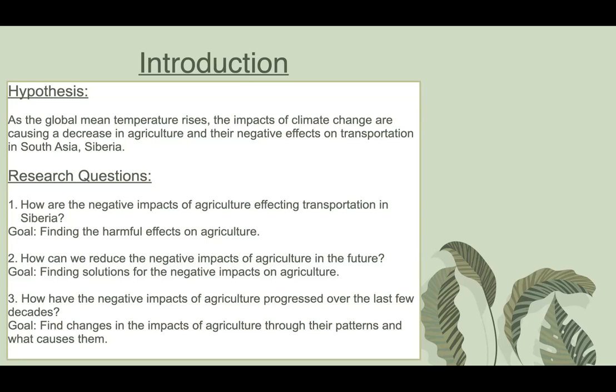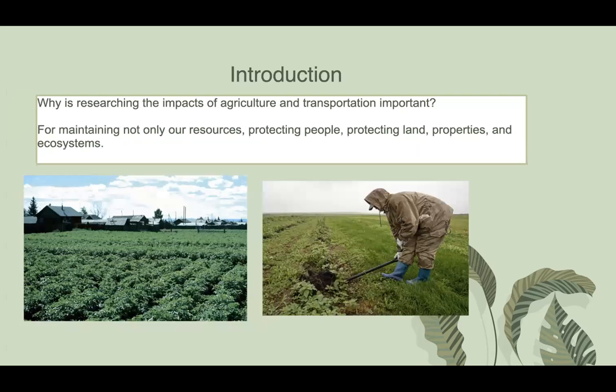And third, how have the negative impacts of agriculture progressed over the last few decades? And the goal of this is to find changes in the impacts of agriculture through their patterns and what causes them. For my introduction, why is researching the impacts of agriculture and transportation so important? Well, it is very important for maintaining not only our resources, protecting our people, protecting land, properties, and our ecosystems around us. And I included some pictures of what agriculture looks like in Siberia.